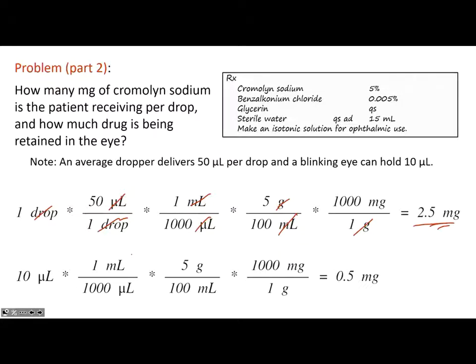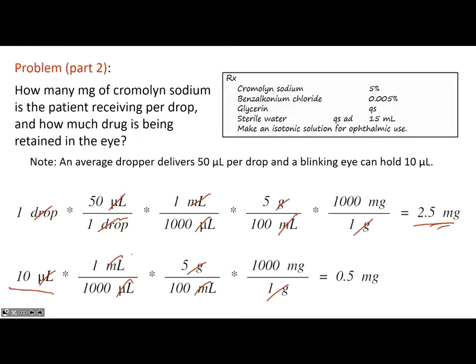So let's start with 10 microliters, that's what's in the eye, convert it to milliliters by multiplying by 1 mil over 1,000 microliters, so that microliters cancel. Do the same process now, times the concentration, times 5 grams per 100 mils, so the mils cancel. Convert grams to milligrams, and again, these cancel, and you end up with your total amount of 0.5 milligrams.